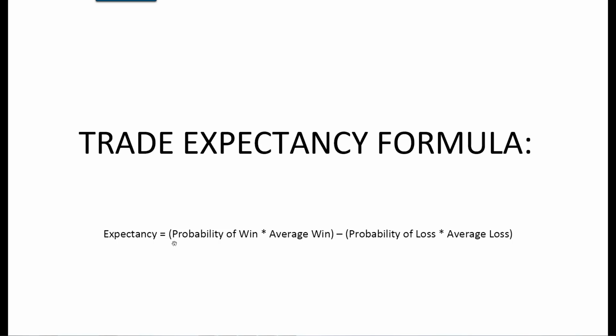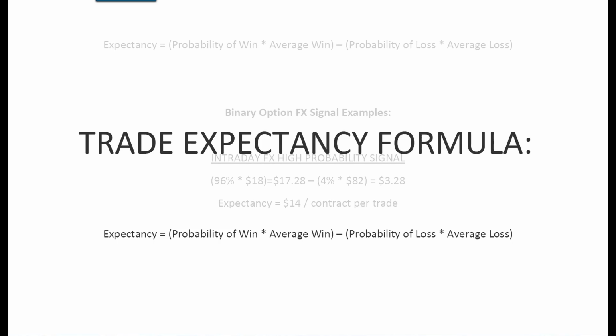So if you're just looking at this as a formula and you're not a fan of formulas or math, that might make you cross-eyed. But I'm going to apply it to our binary option signal.